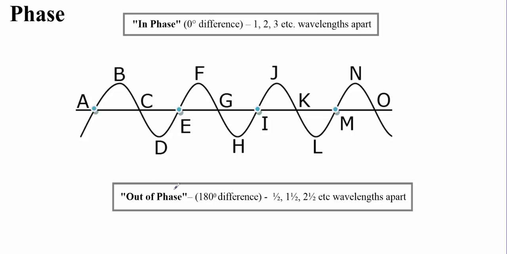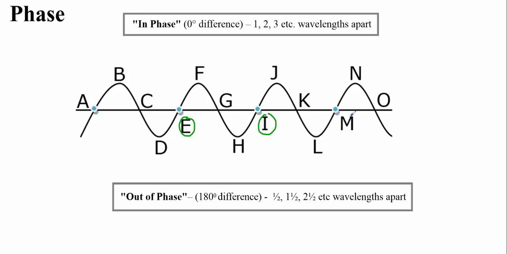So let's take a look at this diagram. I'm going to label several points that are in phase with each other. Well, let's look at A. What is in phase with A? Well, in phase would be every whole wavelength, or every 360 degrees. So we've got 90, 180, 270, 360. Okay, E is in phase with A. I is in phase with A. I is in phase with E.